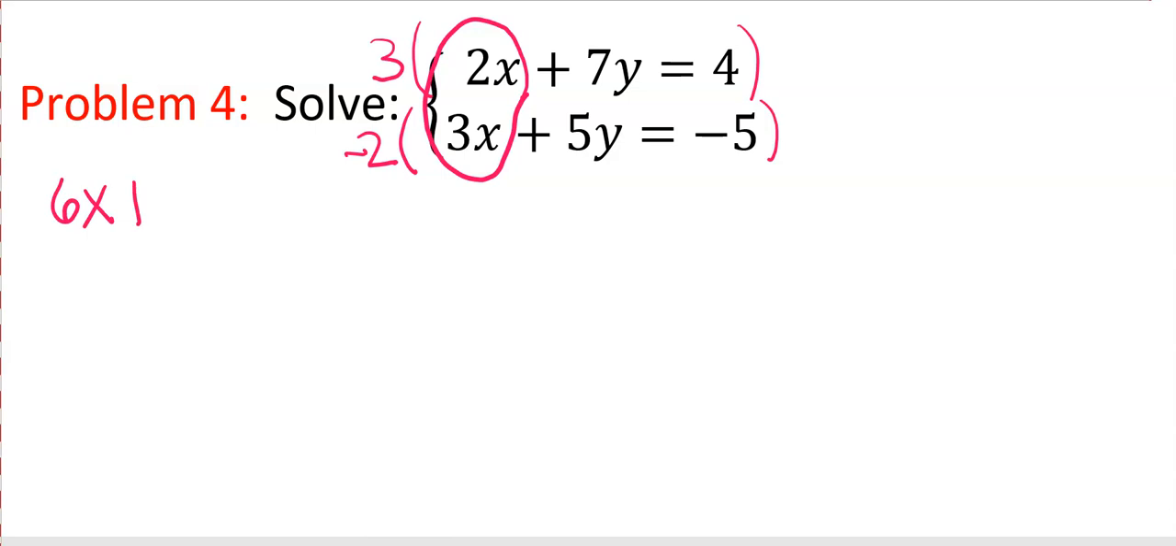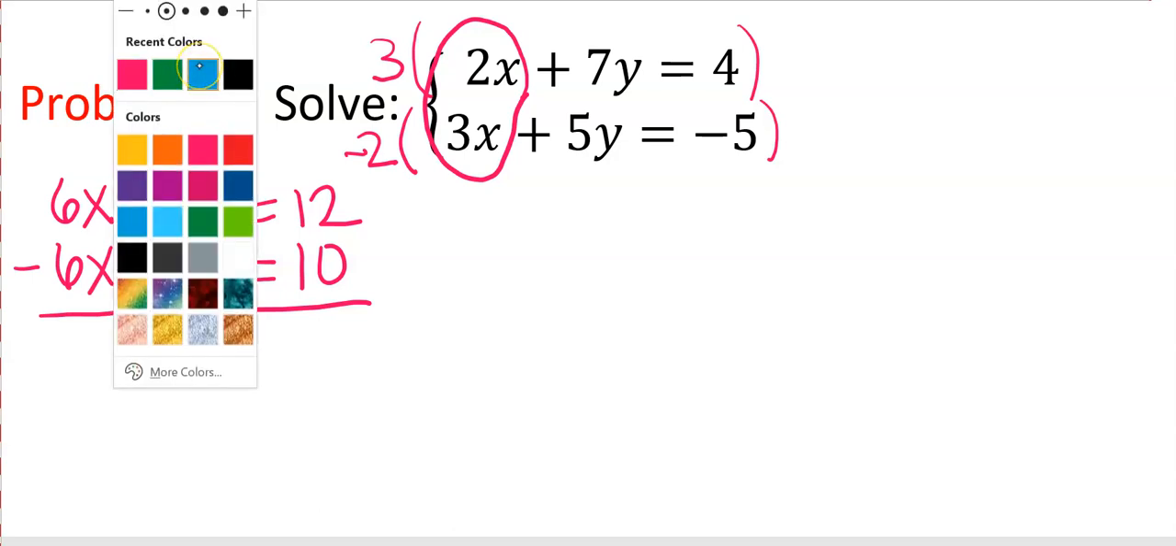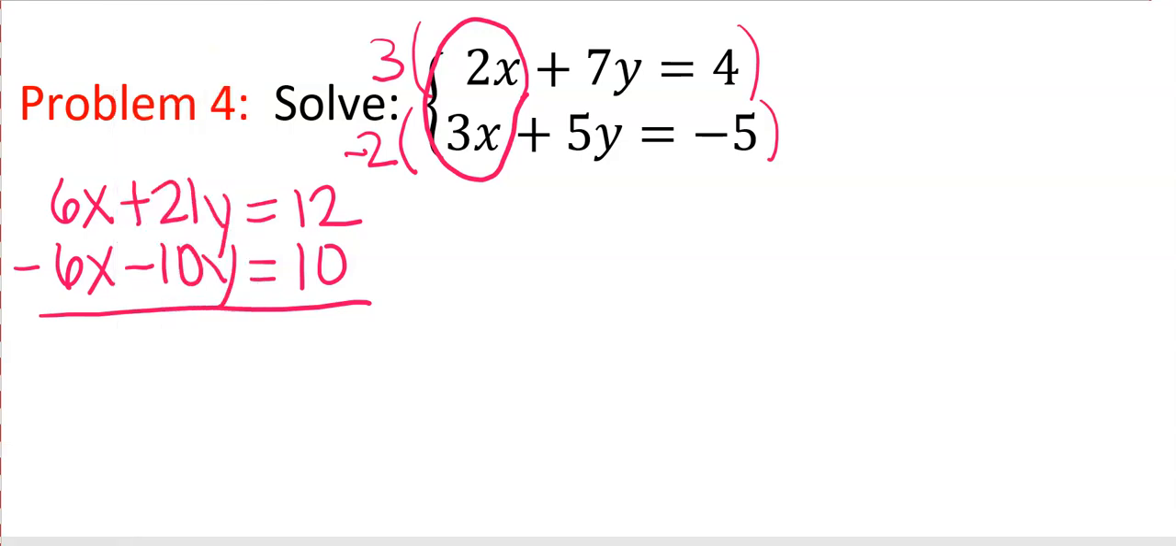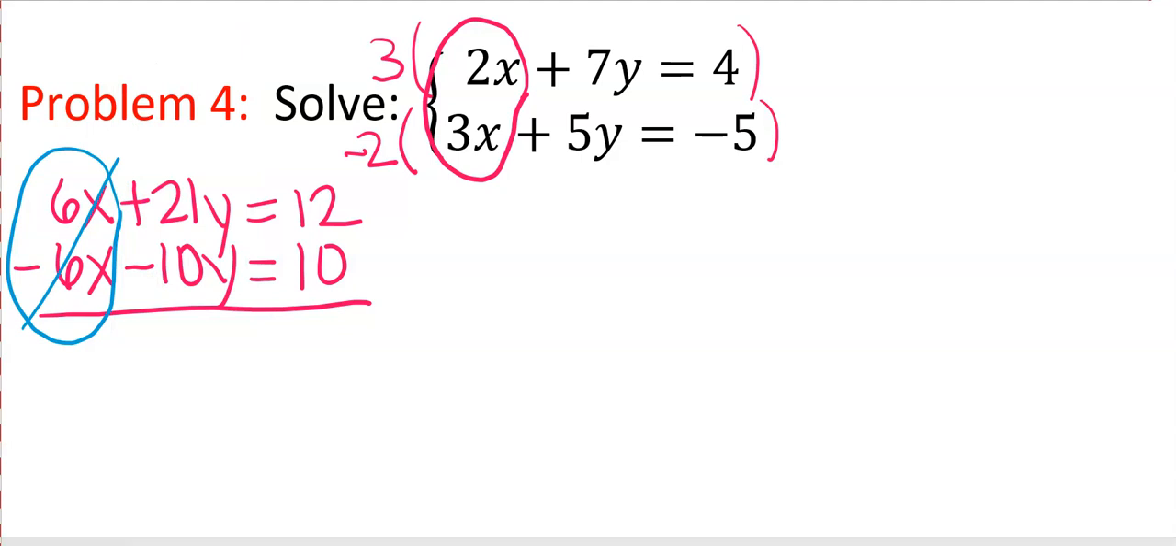6x plus 21y equals 12. And then I get negative 6x minus 10y equals 10. Now when I'm looking at it, my x column is the same now, so it will cancel. That's what we were looking to cancel. And I get 11y equals 22. Divide by 11, and y is 2.